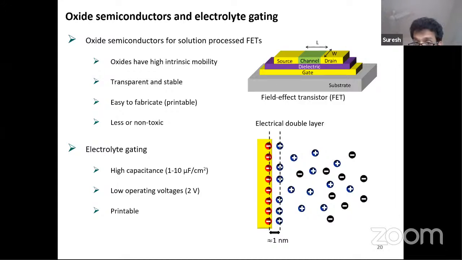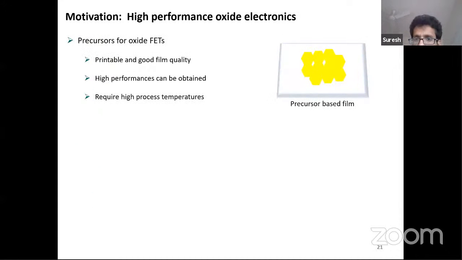C is inversely proportional to distance between the charge carriers, right? So very high capacitance, for example, 10 microfarads per centimeter square, will lead to low operating voltages. So that's why I used electrolyte as the gating material and oxide semiconductors as the semiconducting material. So then, as I mentioned before, you have to use different inks. I have used the precursor as one ink.